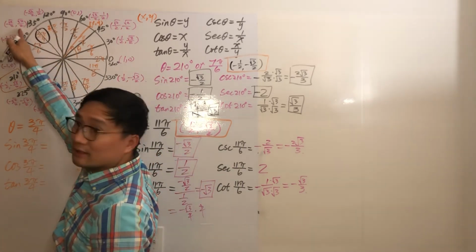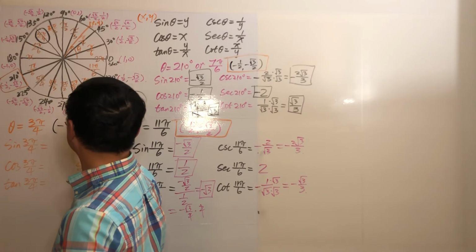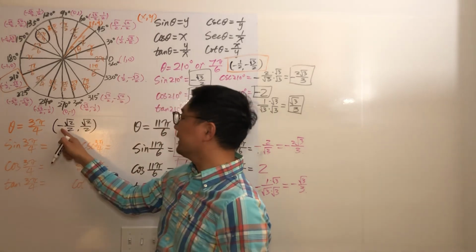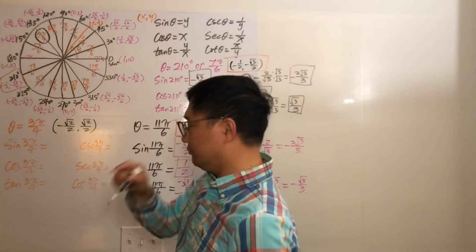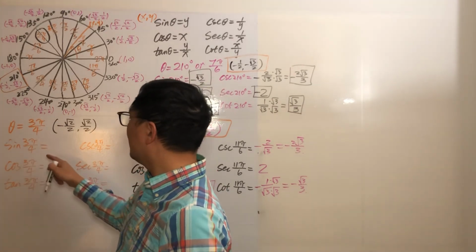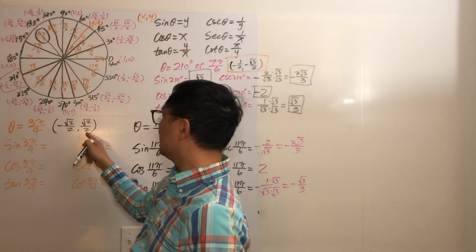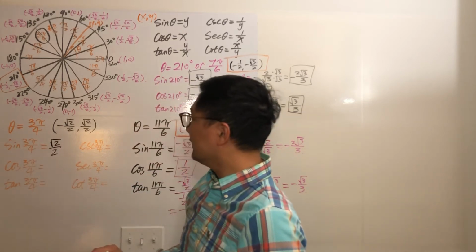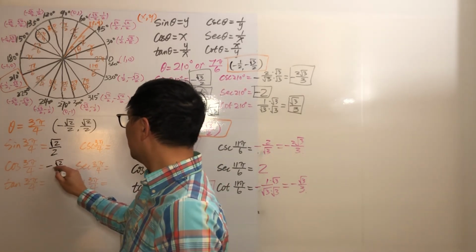So the coordinate is negative radical 2 over 2, and then radical 2 over 2 is the y coordinate. The x is negative, the y is positive, but they have the same number, radical 2 over 2. So now I'm looking for the six-trig functions, right? Sine 3 pi over 4, sine is about the y coordinate. Right now you know the coordinate here. So the y coordinate is radical 2 over 2. Okay? So what's cosine? Cosine is x. X is here, negative radical 2 over 2.